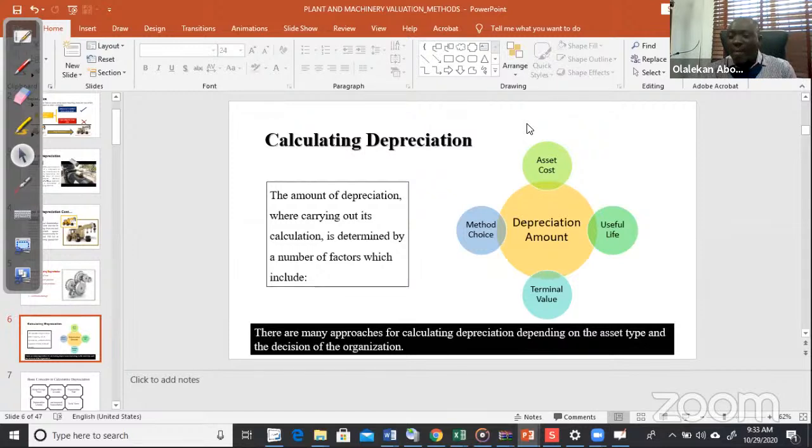I choose to use the term terminal value here because you have two categories of terminal value. When we get there, I'll be discussing that further. You have scrap value and you have salvage value. The two are terminal value. So now you have various types of methods that you can use to determine what depreciation is. We'll be looking at those methods as we proceed.